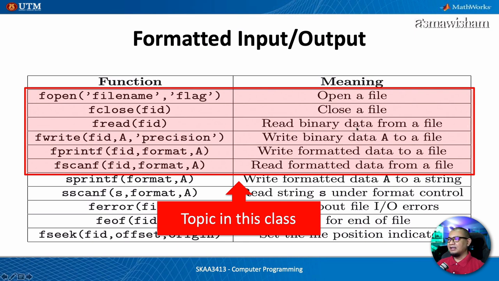And then fread reads binary data from a file. fwrite writes binary data, A, meaning the variable, to a file. So what happens here is we make it any variable, equal to any value, like a vector, equal to the variable. And then you have here FID. Don't worry about this one, I'll describe after this what FID is. Actually, this is a variable name, FID.